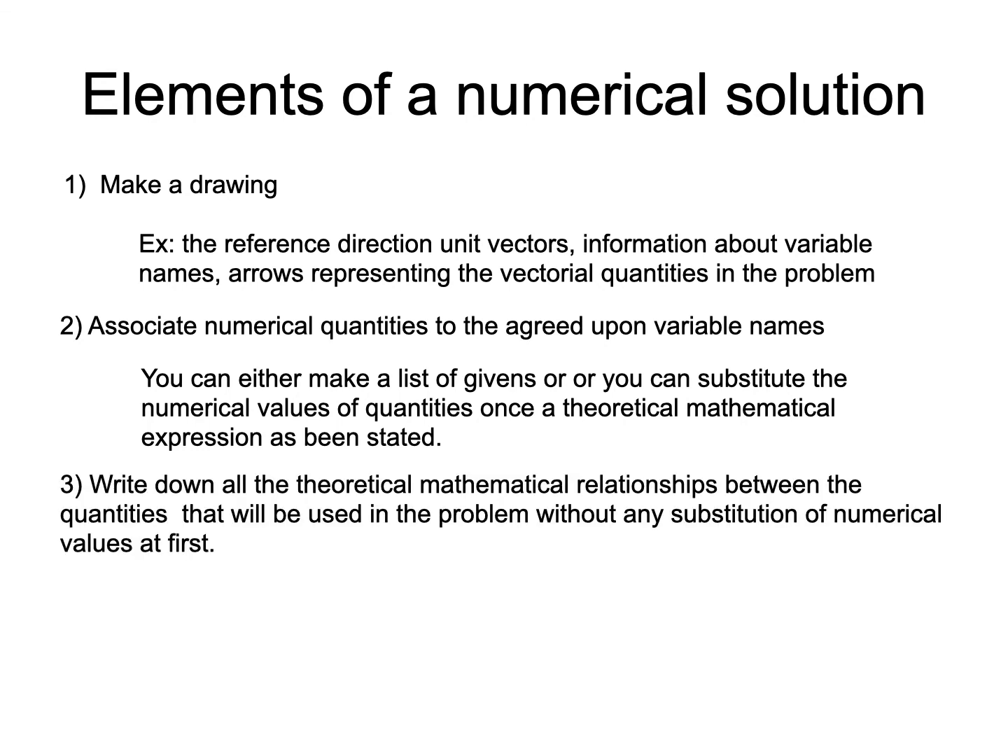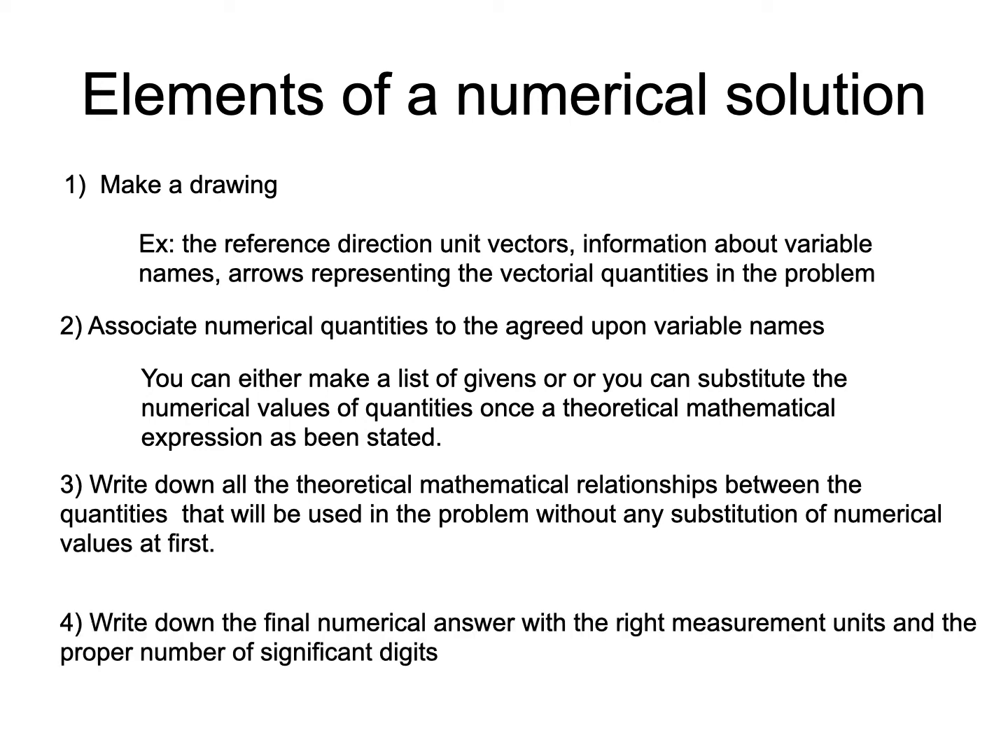The third element is about the stating of those mathematical relationships. They should not use any numerical values at first, only variable names. Otherwise, your solution looks like a bunch of numbers added, multiplied, or divided without any sort of justification. Finally, the last element is the final numerical answer, written with its measurement units as well as with the proper number of significant digits, if only simple operations between independent quantities have been used.